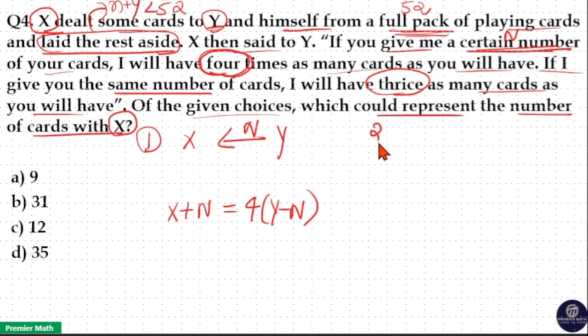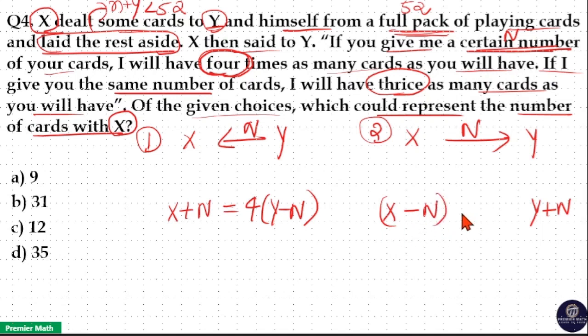Again, X is saying to Y, if X gives the same number of cards to Y, then after this second process, X will have x minus n cards, because X is giving n cards to Y. Then Y will have y plus n cards. After this second process, X says the number of cards with X will be 3 times the number of cards with Y. Now, we have got 2 equations.